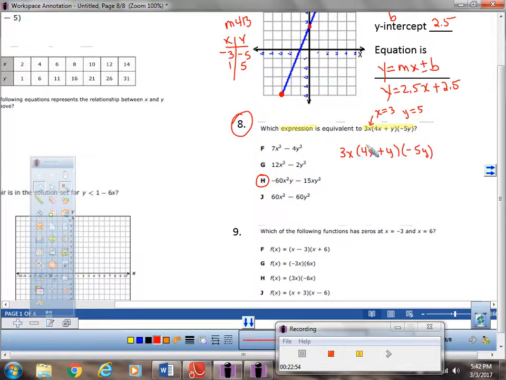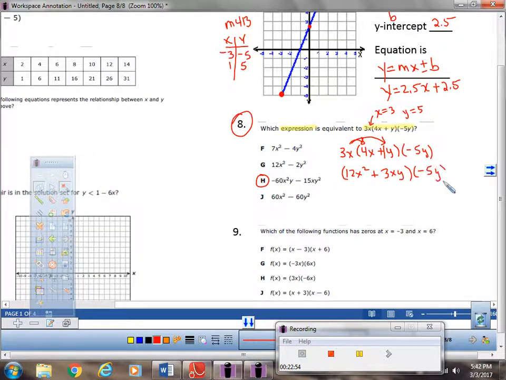So we all know parentheses means to distribute when you have something here. So let's go ahead and distribute it. 3x times 4x is 12x squared. 3x plus 1y, so we're going to multiply these two now. So plus 3 times 1 is 3xy. Okay. Now we need to multiply all of that times the negative 5y.